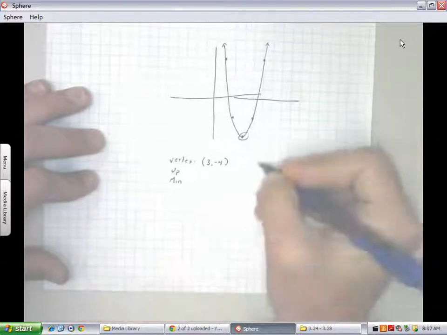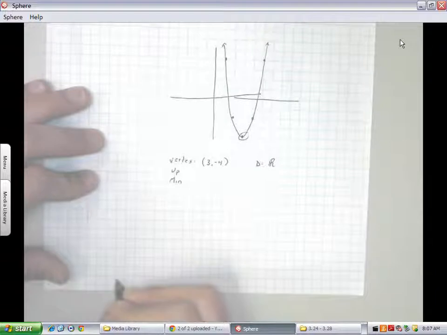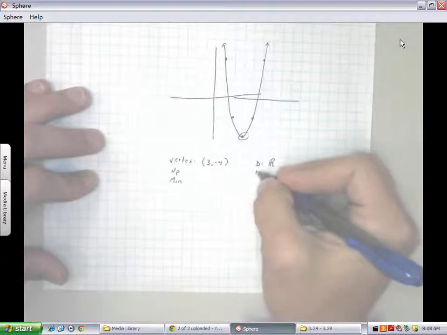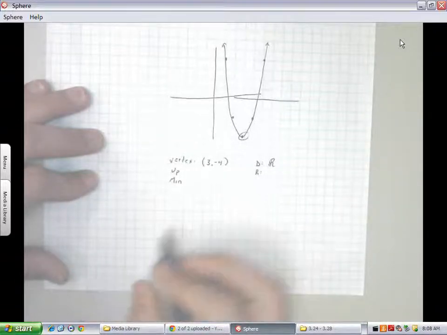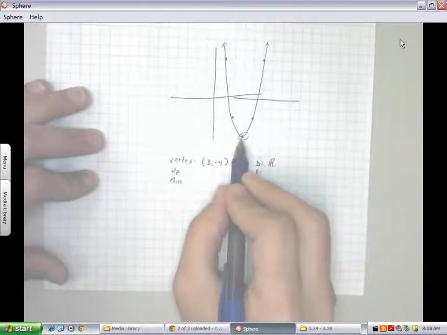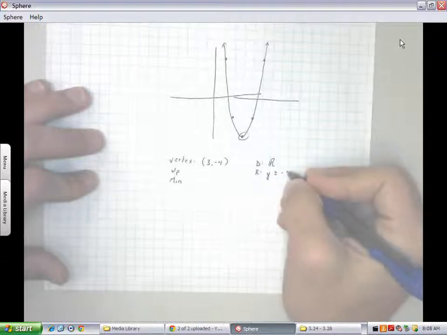We typically ask for the domain, and for quadratics, the domain is always going to be all real numbers, because the U is going to extend to the left and to the right infinitely in either direction. The range is not going to be all real numbers because it doesn't extend up and down forever. Instead, it starts at -4 and goes everywhere above it. So I can just write y is greater than or equal to -4.